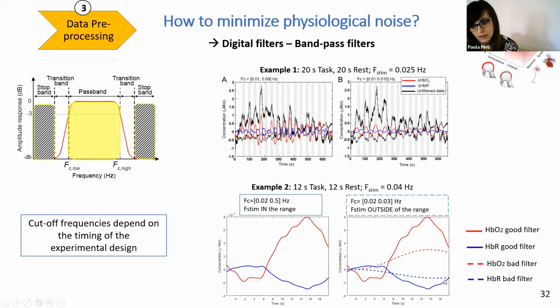this dashed line version of oxy and deoxy that you can see has a very different shape and a much lower amplitude. So in this case, we risk having false negatives at the statistical inference stage. So we need to make sure that our cutoff frequency range is chosen properly. So in terms of motion artifacts, I will leave it to Renata, who is the expert within this topic.